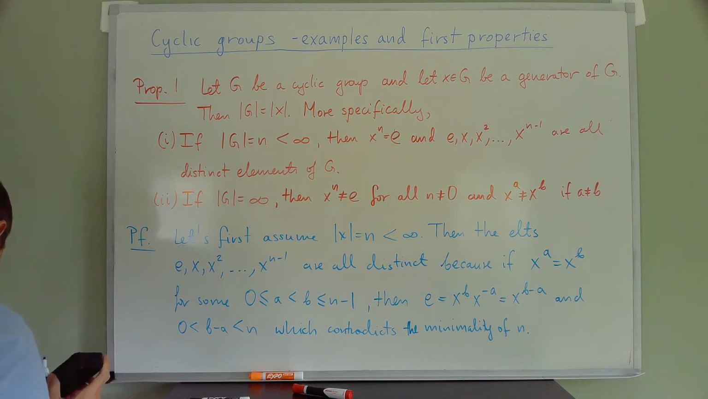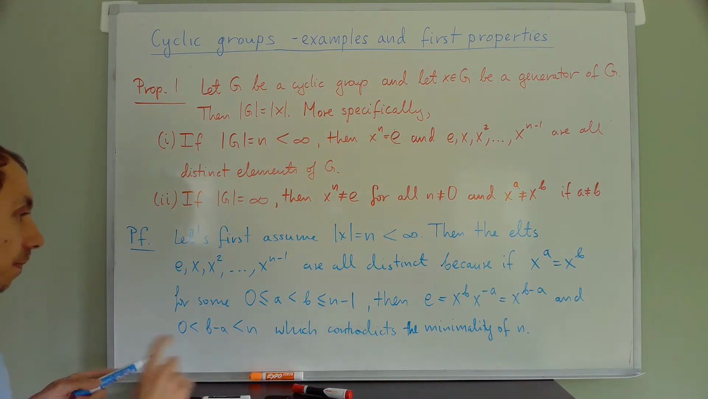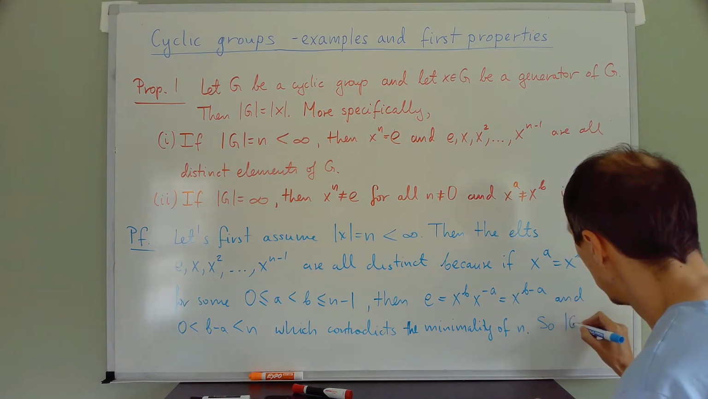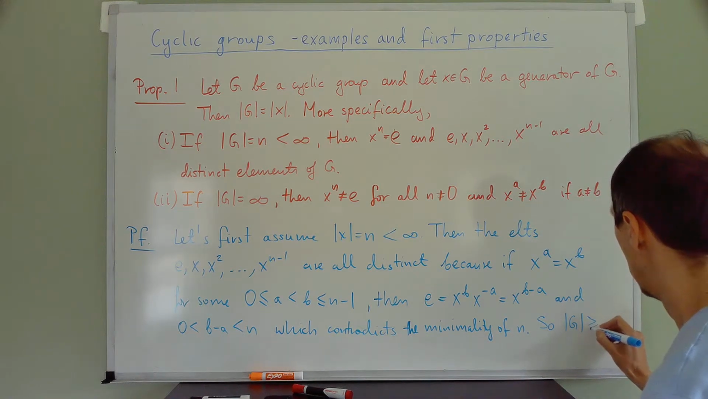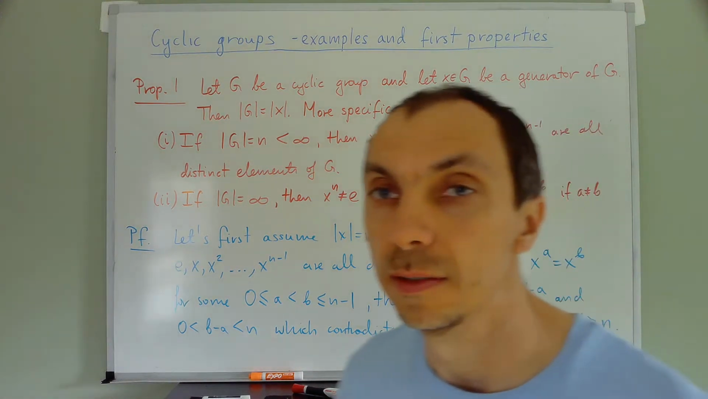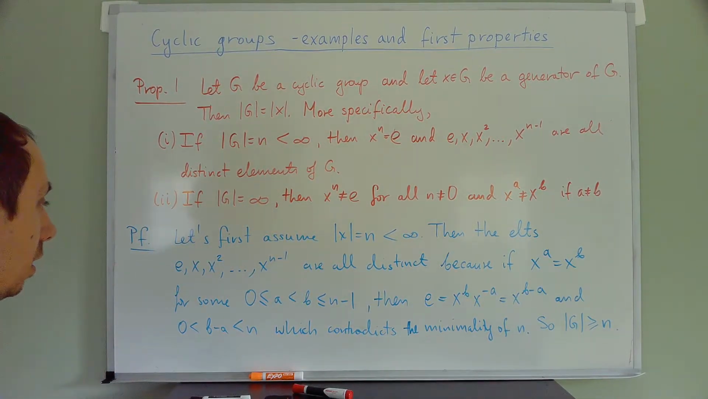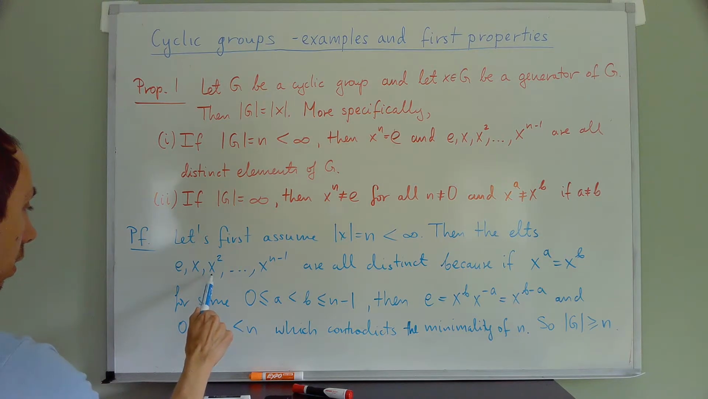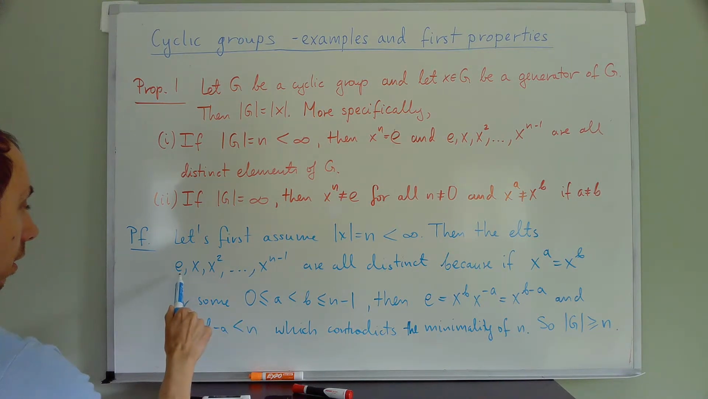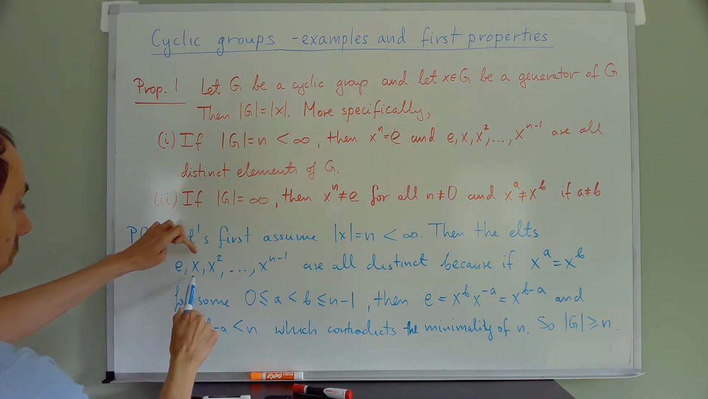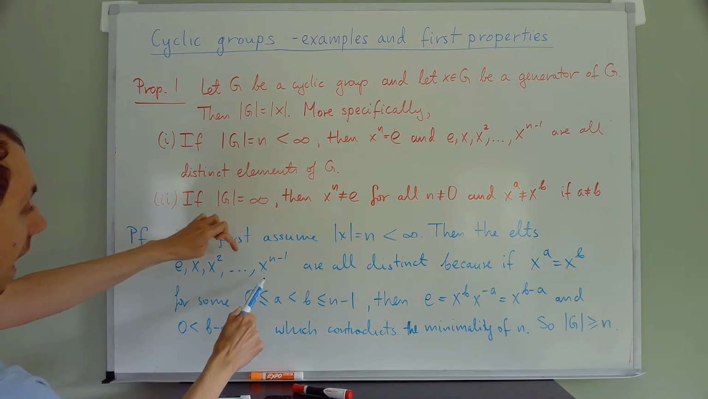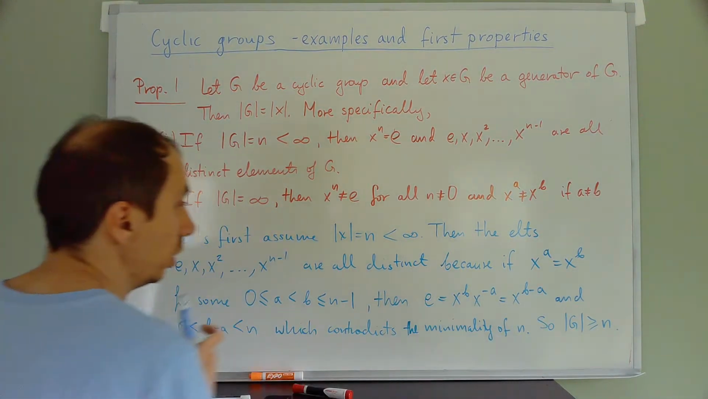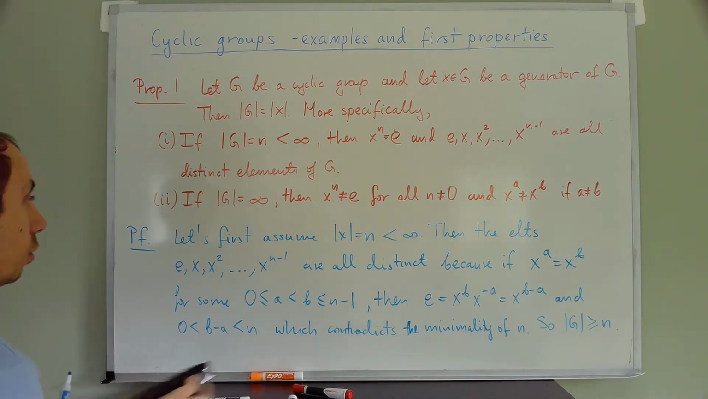So what does this mean? G has at least n elements. How do I know that? Well, just count. They're all distinct. They all lie in G. 1, 2, 3, n, right? This is the first one, so power 0. Second one, so power 1. Third one, so power 2. Nth one, because that's power n minus 1. So I have at least n elements in G. So the order of G is greater than or equal to n.